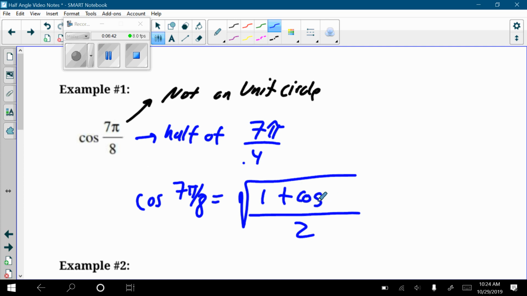Now, the thing you're doing the cosine of is the angle that is on the unit circle, obviously. Otherwise, you wouldn't be able to do it. So notice that right here, I put 7 pi fourths. That's the angle I know. So I'm finding the cosine of half of it using that I know the cosine of 7 pi fourths.